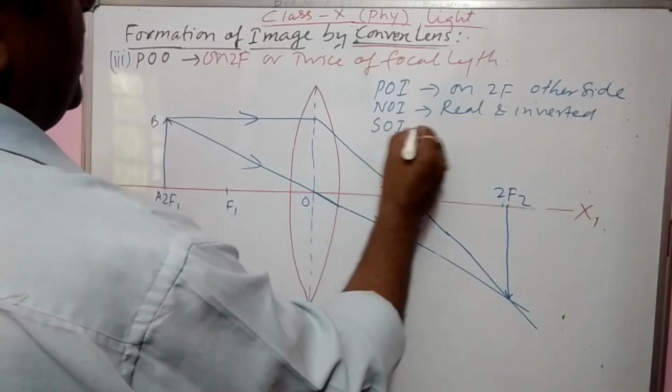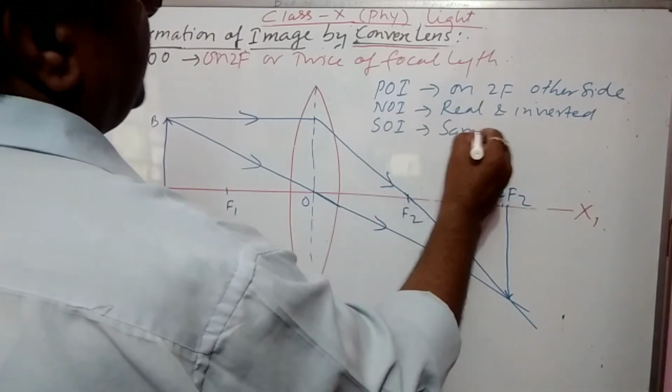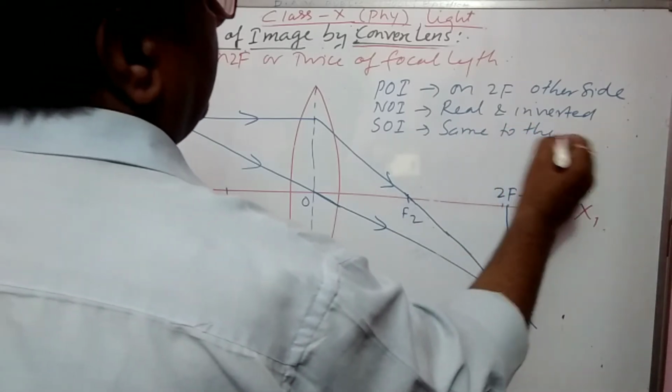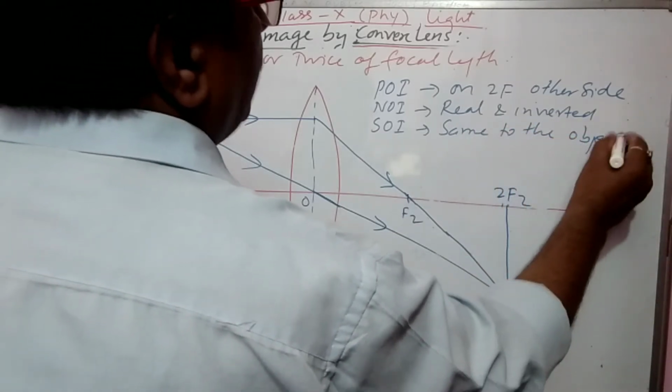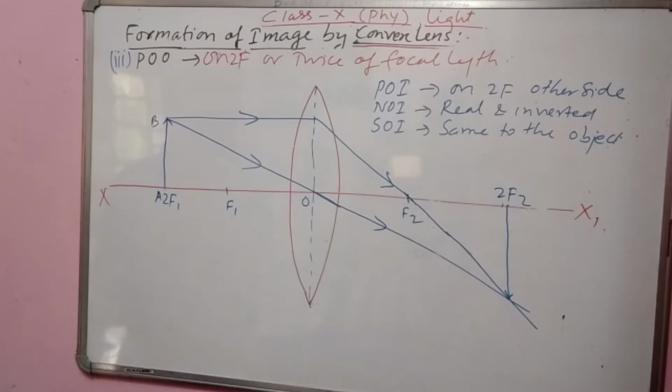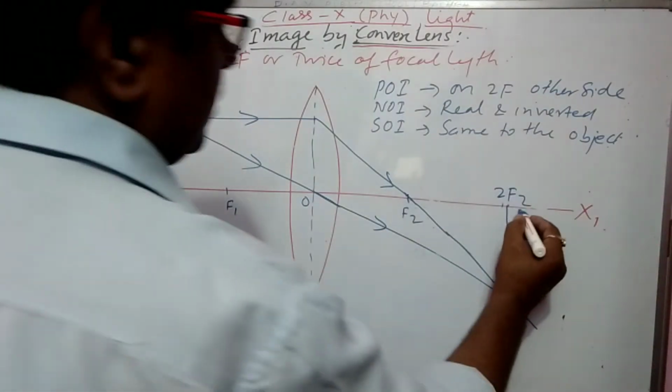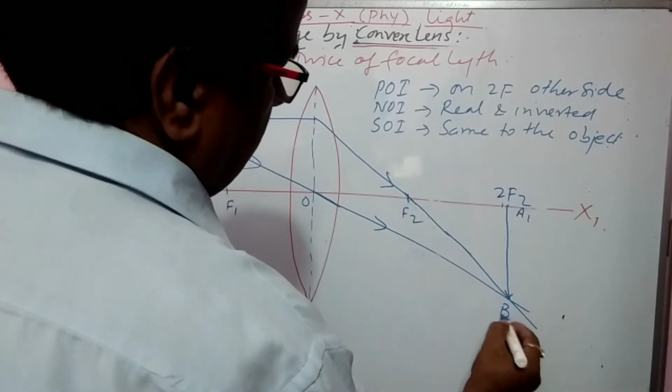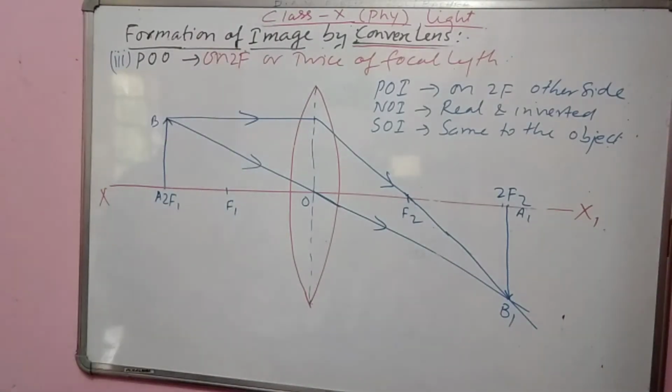Size of image: it will be the same as the object. You can see, if you draw using a scale, the size of AB is equal to the size of A1 B1, both will be the same. So you can draw using a scale and pencil. Similarly, others can be drawn.